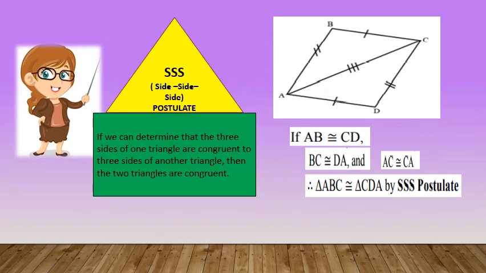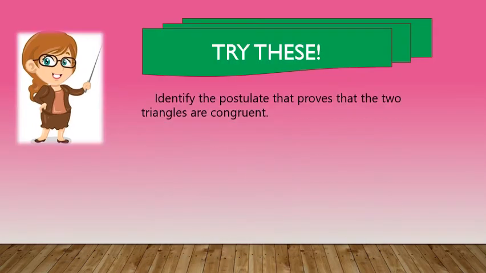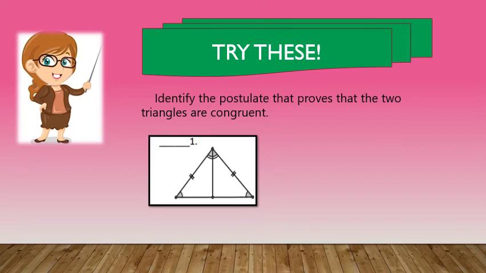Now let's have the practice one. Identify the postulate that proves that the two triangles are congruent. Let's have the first one. What do you think is the answer? What kind of postulate? That is the angle side angle postulate. Why? Because as you can see the tick marks here, the angle first, then the side, and angle. So that's very easy to identify.